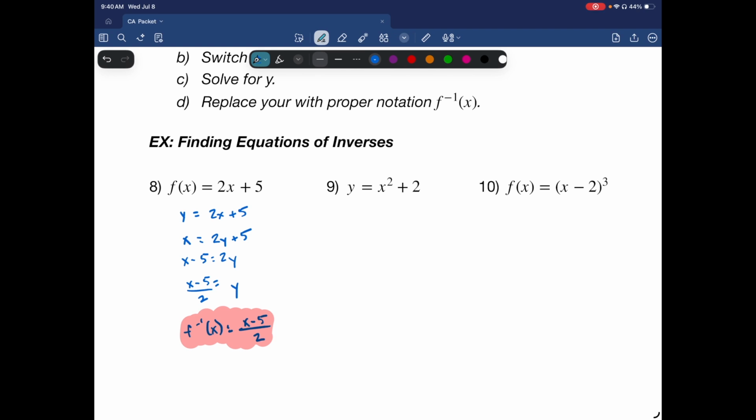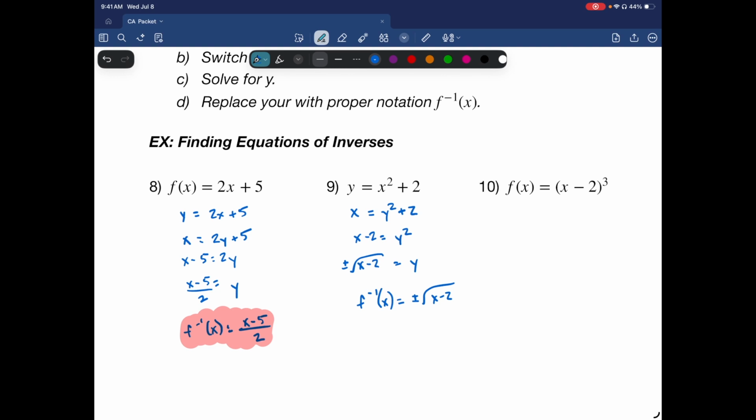All right, let's keep going. This is already in y, so I don't have to do anything. I'm just going to go ahead and switch the x's and y's. So I got x equals y squared plus 2. This can be x minus 2 equals y squared. You take the square root of both sides, so you get the square root of x minus 2. And remember, when you take the square root, you have to consider the positive and the negative. So that equals y. And then I put it in proper notation. So I get f to the negative 1 of x equals plus or minus the square root of x minus 2.